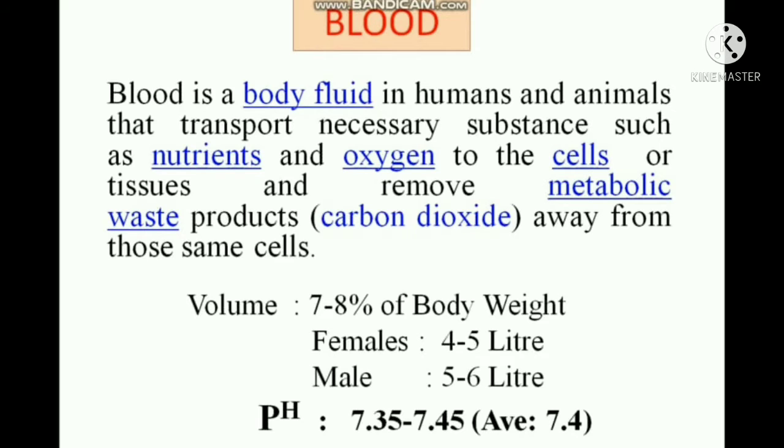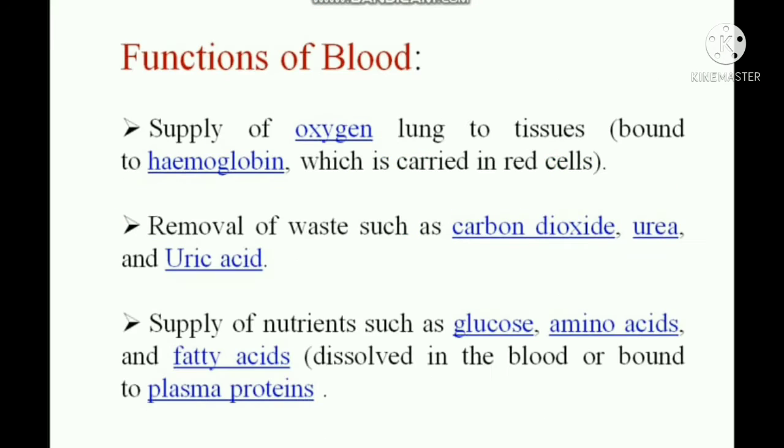Volume of blood: 7 to 8% of body weight is the weight of blood. Females have 4 to 5 liters of blood and males have 5 to 6 liters of blood. The pH of blood is 7.35 to 7.45, with an average of 7.4. Now we will learn about the functions of blood.